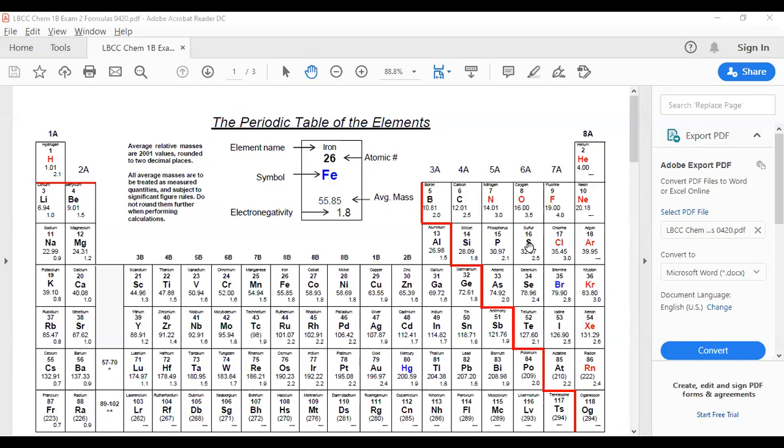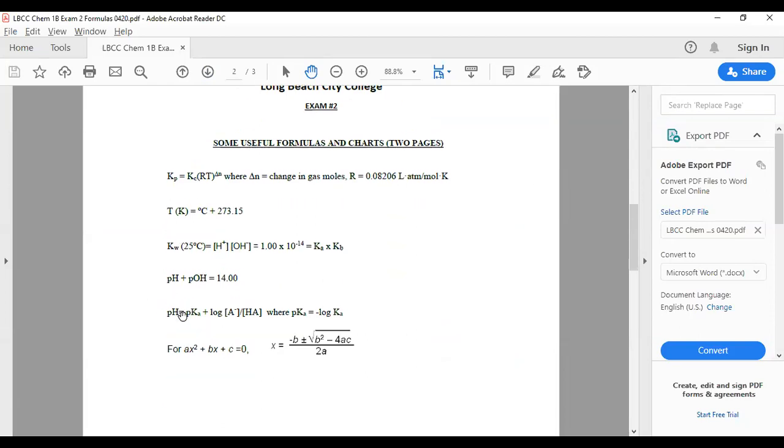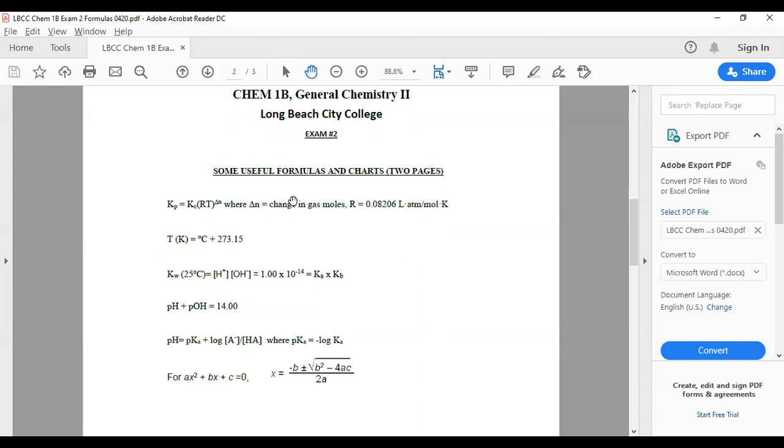So the first thing you have is a periodic table, which you might need to do calculations of molar masses or something like that. I also have here some formulas. Here's the conversion between Kp and Kc, how to change Celsius to Kelvin, the value of Kw, how you get Ka and Kb from Kw, pH, pOH, the Henderson-Hasselbalch equation. I even put in here the quadratic formula. You don't even have to memorize that one. You just have to apply it if you need to, right?